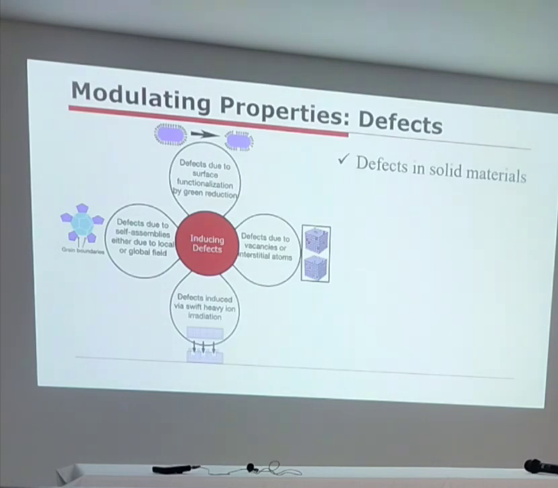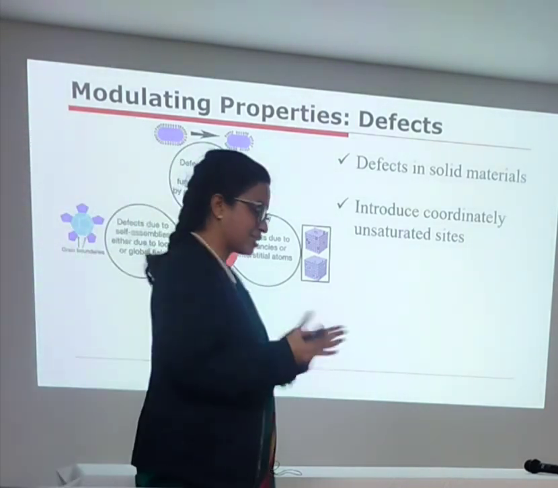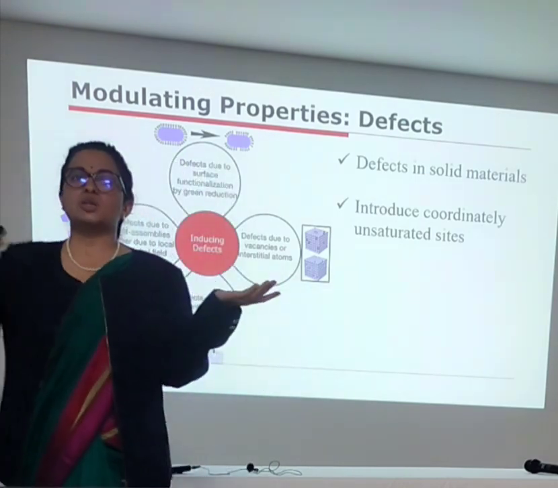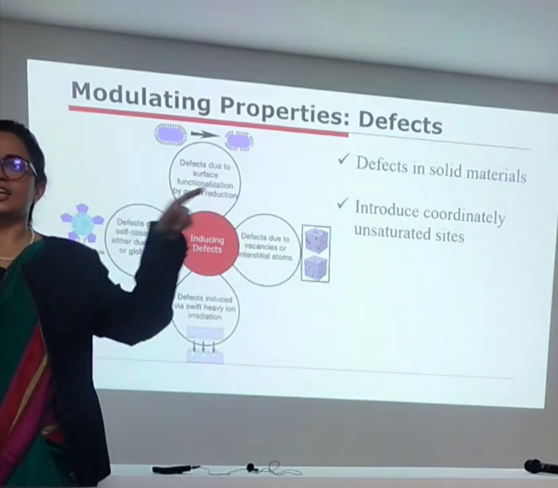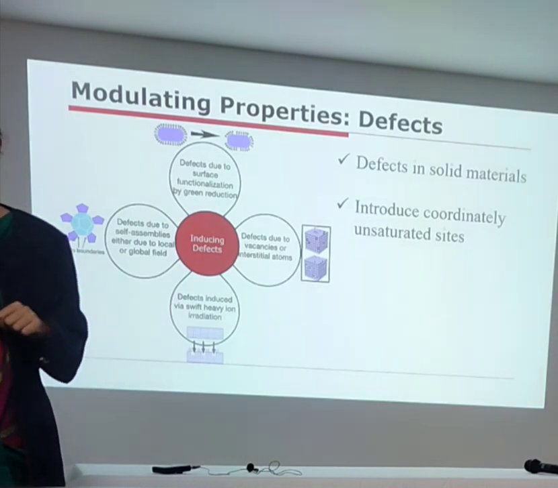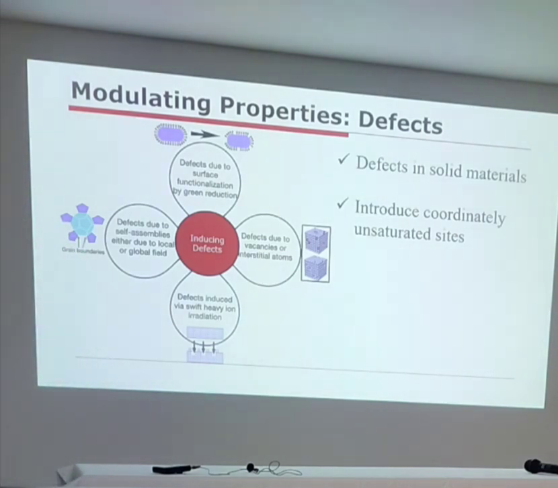But defects in solid materials introduce coordinatively unsaturated sites. When I say unsaturated sites, let's say for instance I created a graphene sheet. It's coordinated in the center, but if you go towards the edges, it still has some free dangling bonds. So if you start conjugating those dangling bonds with oxygen-containing functional groups like OH or even hydrogen, does it remain like graphene? The answer is no. It is pristine graphene in the center, but towards the periphery its properties are going to change because it has been conjugated to different entities other than carbon.